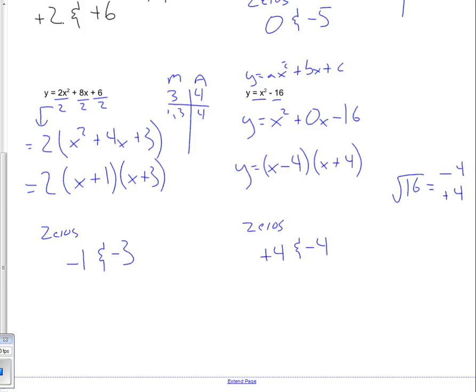Okay, so that's just a couple of examples in terms of looking at how to get the zeros. Again, you have to convert from standard form into factored form, and then the opposite value of the coefficient that's in the binomial is what the zero is going to be.